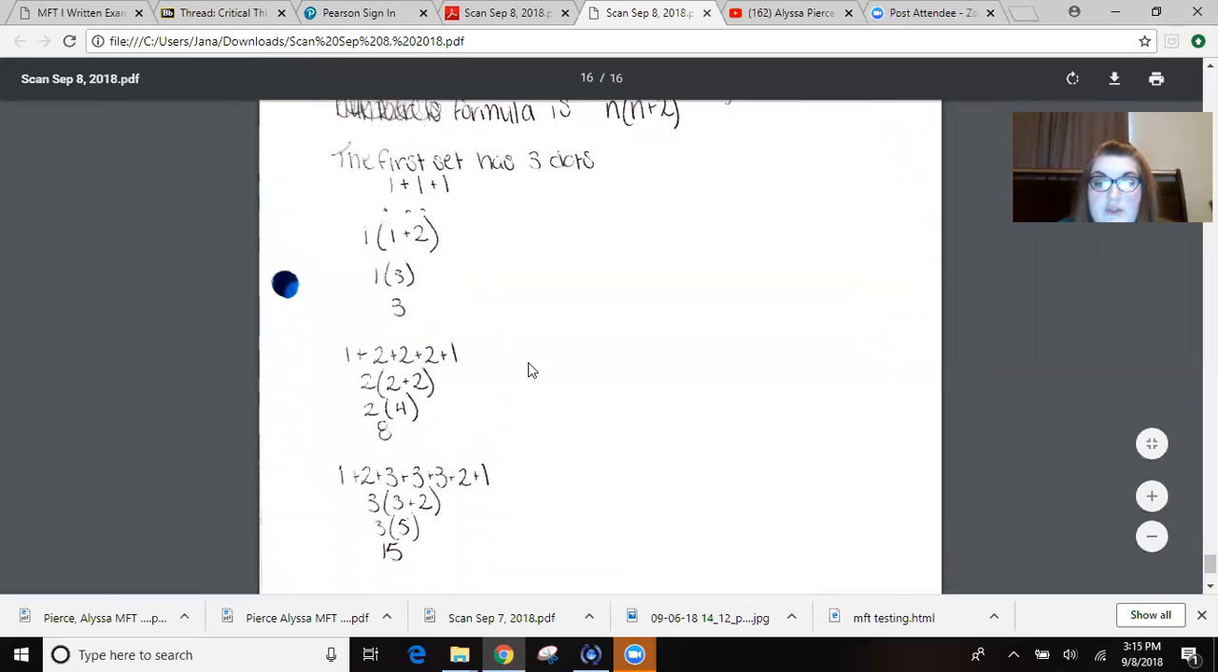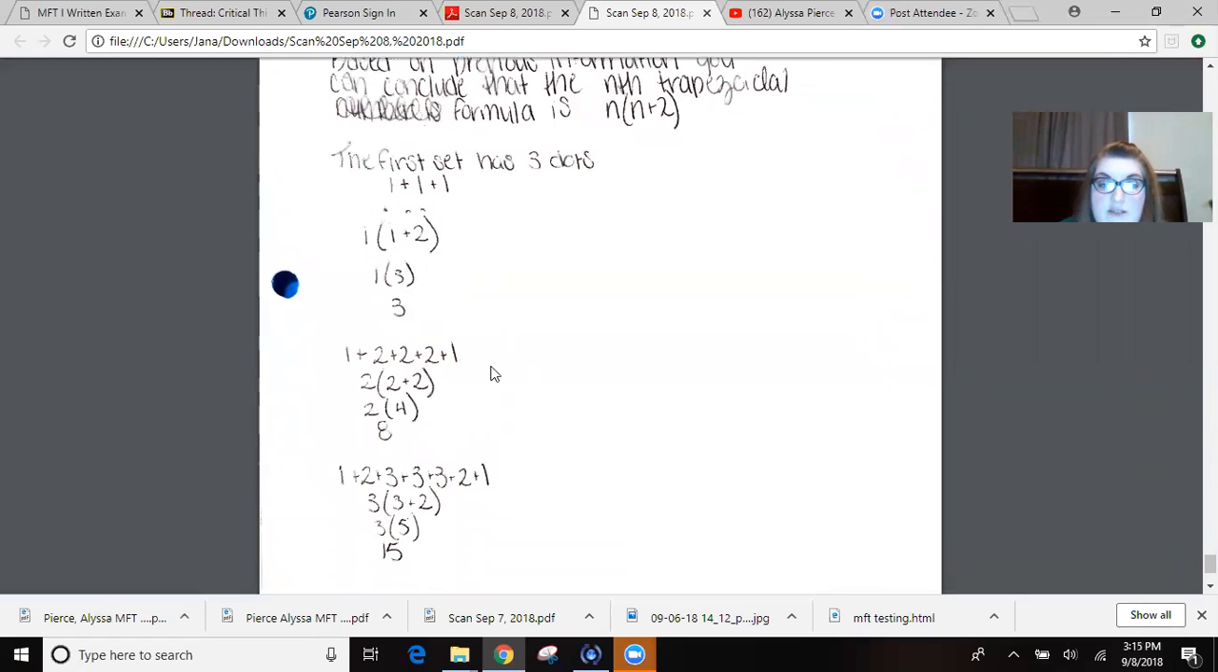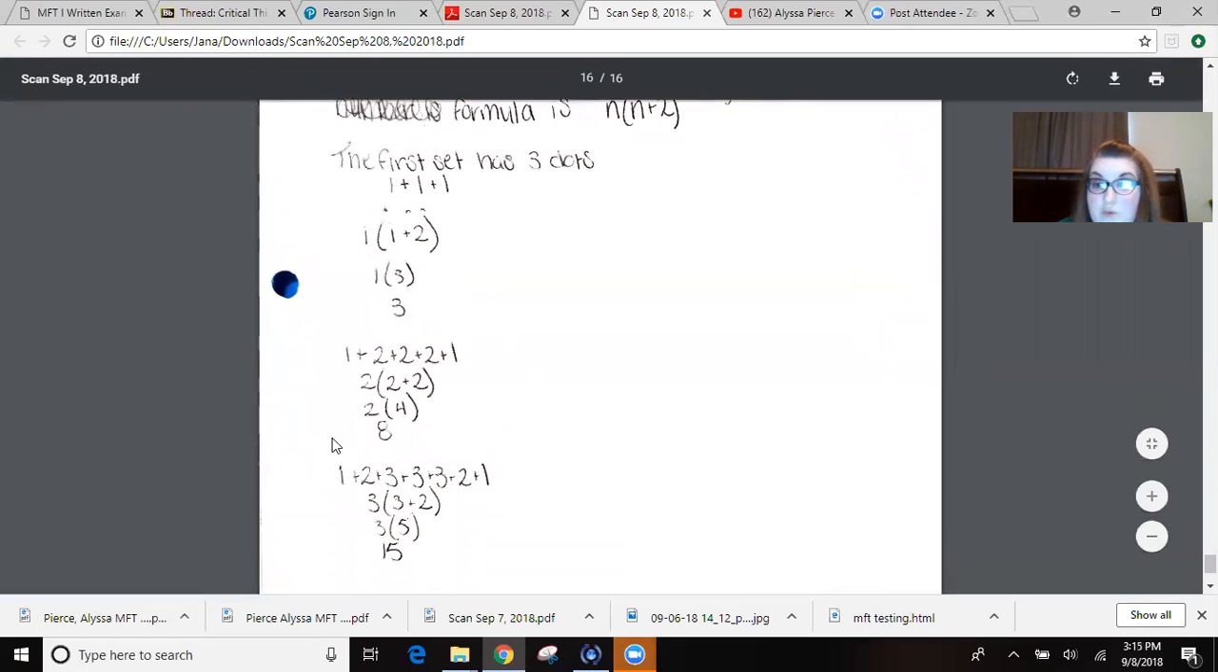And you can just go through that with each number. And the second one had 8 dots, and this shows the work, which equals 8. And the third one had 15 dots, which this shows that equal 15.